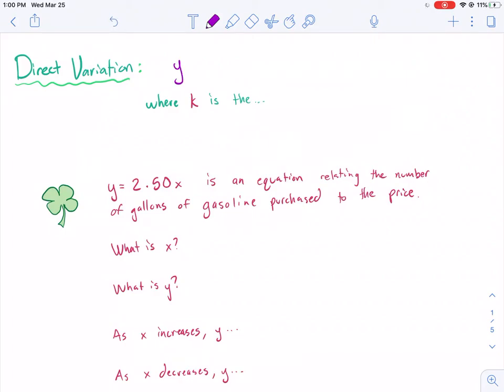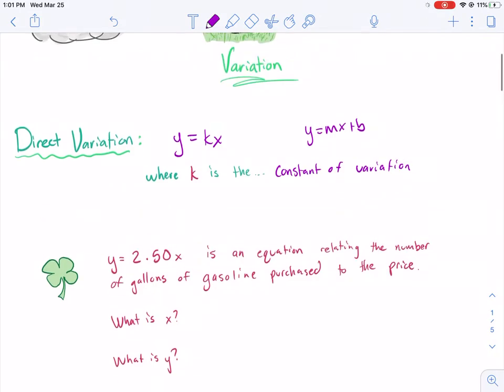Direct variation is y equals k times x, where k is the constant of variation. If you notice, y equals kx is very similar to y equals mx plus b. The only difference is the b, or the y-intercept, is 0.